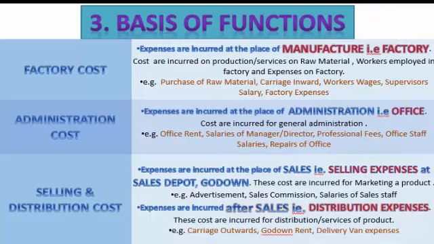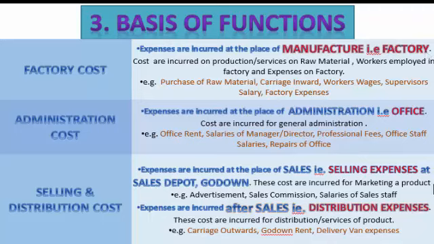The first one is factory cost. Expenses are incurred at the place of manufacturing, that is, the factory. Costs are incurred on production, services, raw materials, workers employed in the factory, and expenses on the factory. So we should have the vision that we are talking of a place where the production is actually going on, and all expenses incurred at a place where the production is there are called factory cost.